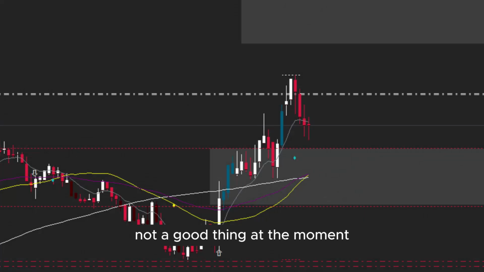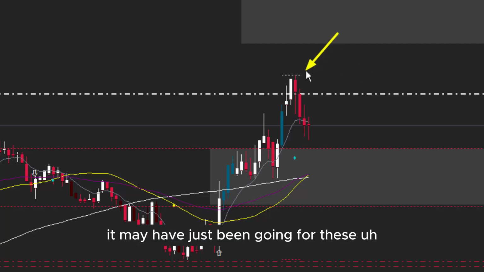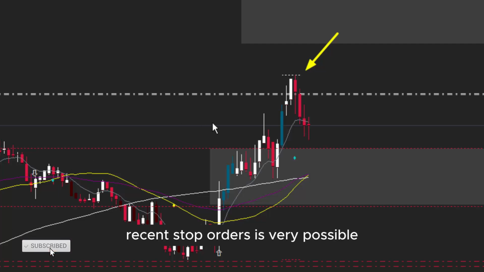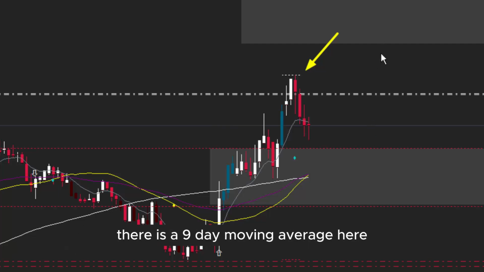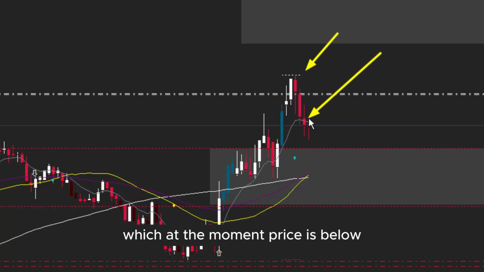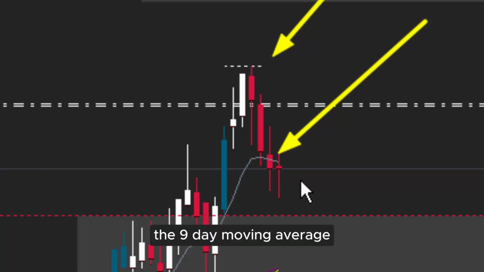Not a good thing at the moment. It's rejected the area that we are going for. It may have just been going for these recent stop orders. It's very possible that we have come in late into this market. There is a 9-day moving average here, which at the moment price is below. That is a problem for us. We need it to be above the 9-day moving average.